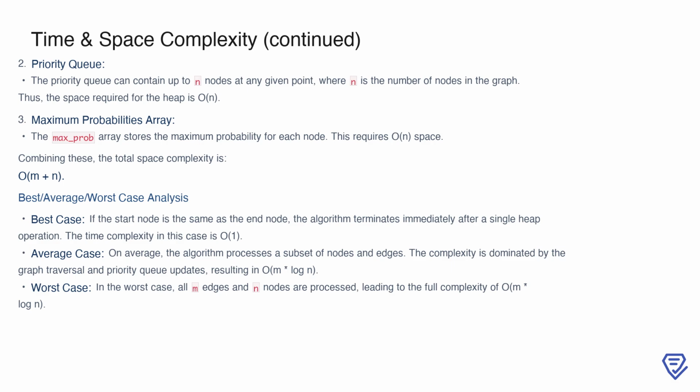For best, average, and worst-case scenarios, the algorithm performs differently. In the best case, where the start node is the same as the end node, the algorithm finishes after one heap operation, in O(1) time. In an average case, it processes only a subset of nodes and edges, with complexity dominated by graph traversal and heap updates, resulting in O(m log n). In the worst case, all m edges and nodes are processed, leading to the full complexity of O(m log n).